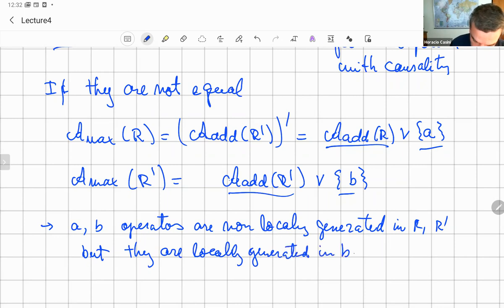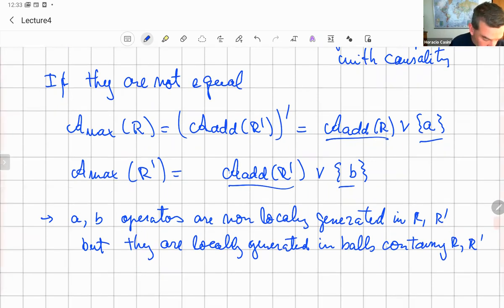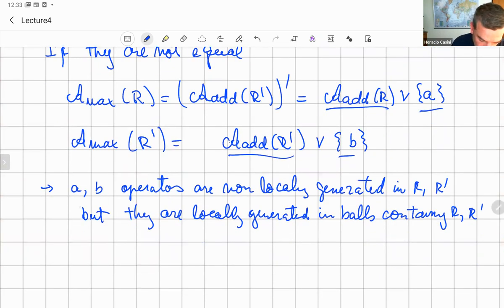in balls containing R and R prime. So it's not the case that these operators are really impossible to generate locally, but they need a topologically trivial region that contains this operator in order to be generated locally. We will see some examples very soon.